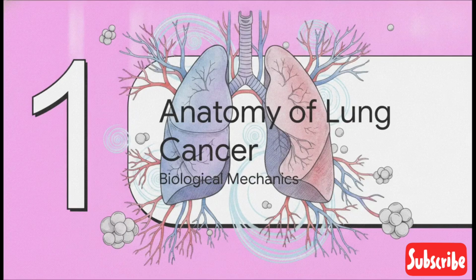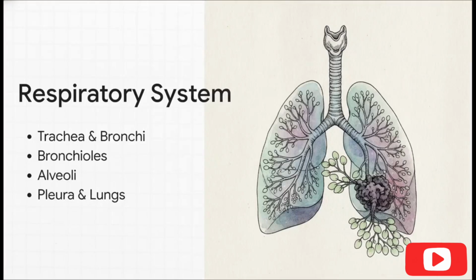Okay, let's dive right into Section 1, Anatomy of Lung Cancer, where we'll look at the actual biological mechanics. To really wrap your head around lung cancer, I want you to picture your respiratory system as this beautiful, upside-down tree sitting right inside your chest. The trachea, or your windpipe, is the main trunk. This trunk then splits off into branches called bronchi, which divide into even smaller little twigs known as bronchioles.